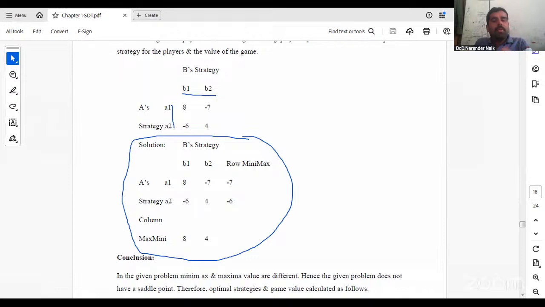So here, row minimax means 8, minus 7, then minus 6, then 4. So the minimum values are minus 7 and minus 6, and the maximum values are 8 and 4.